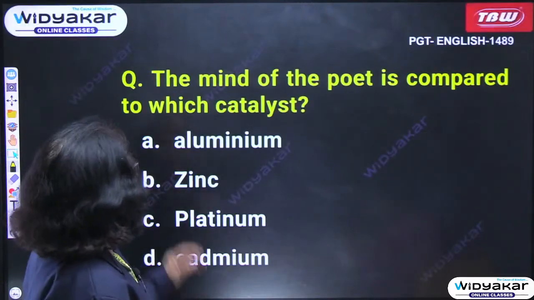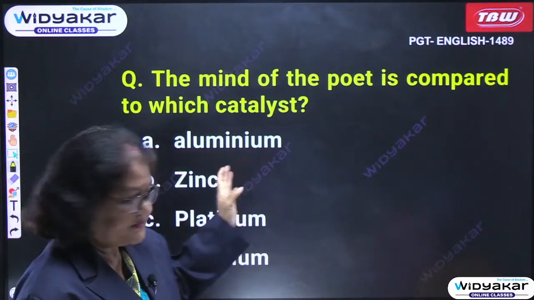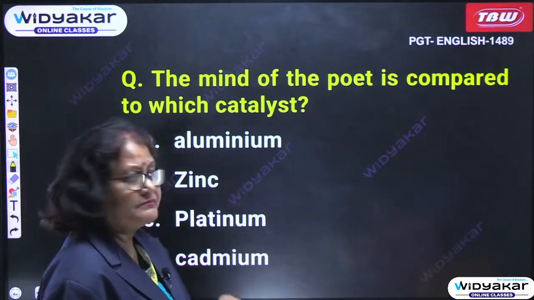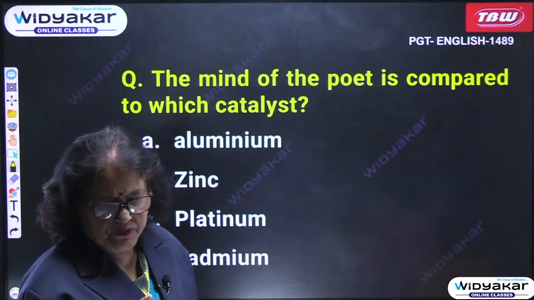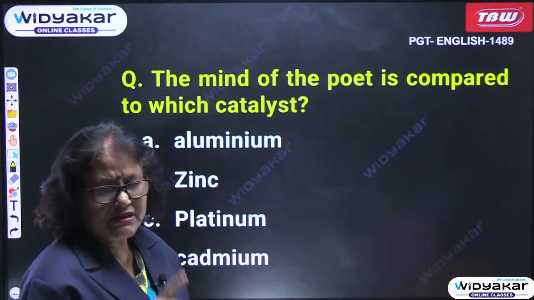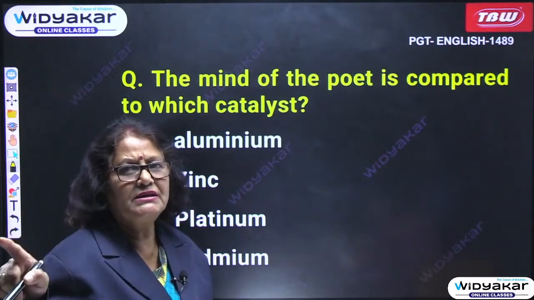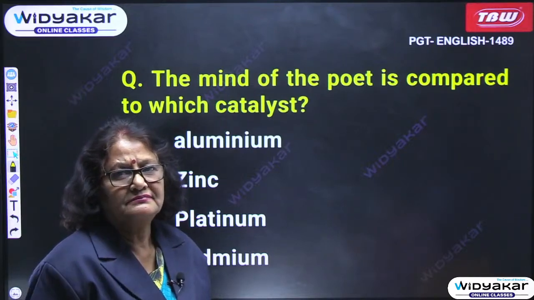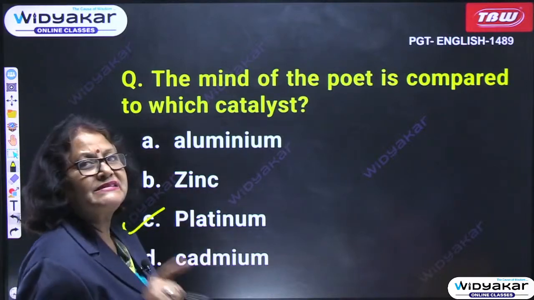Next, the mind of the poet is compared to which catalyst? A. Aluminium, B. Zinc, C. Platinum, D. Cadmium. The mind of the poet is compared to which catalyst? That metal is used in the reaction of sulfur dioxide plus oxygen, in the presence of temperature and pressure. It is option C, platinum. Platinum acts as a catalyst.